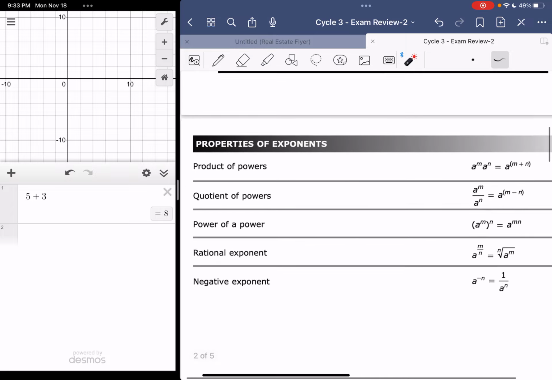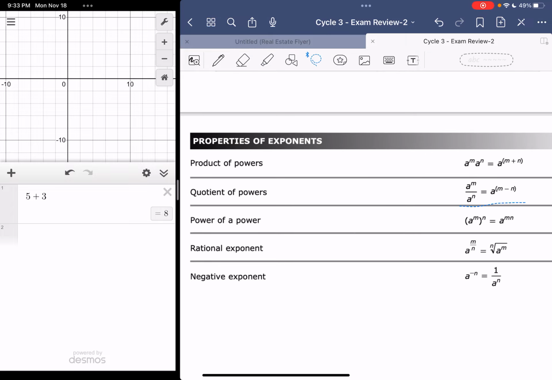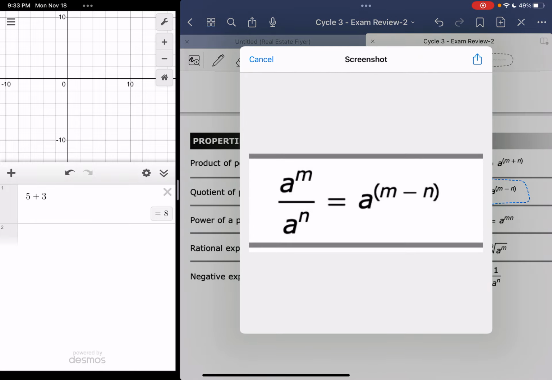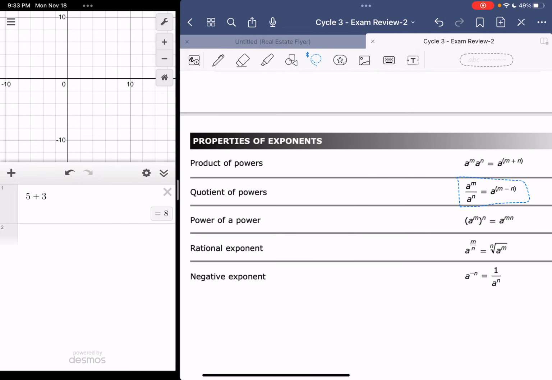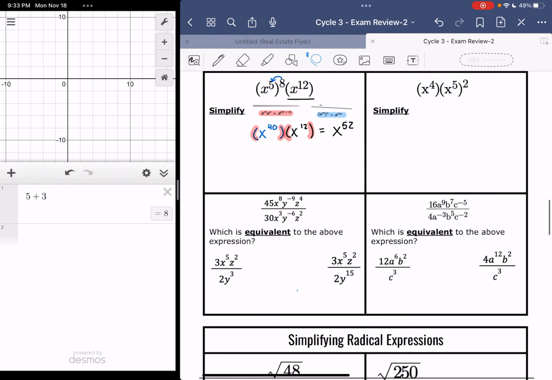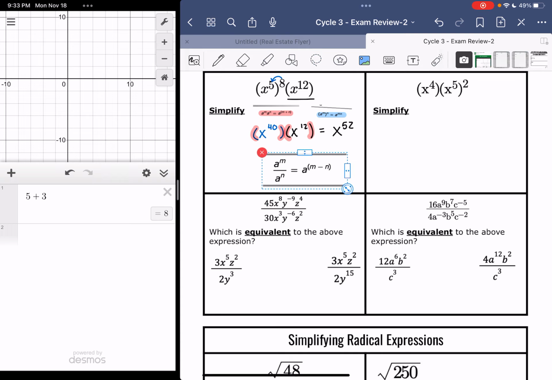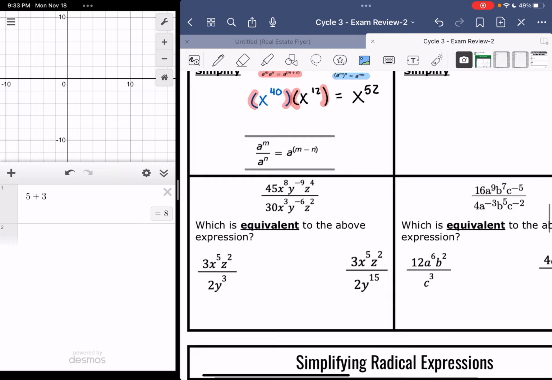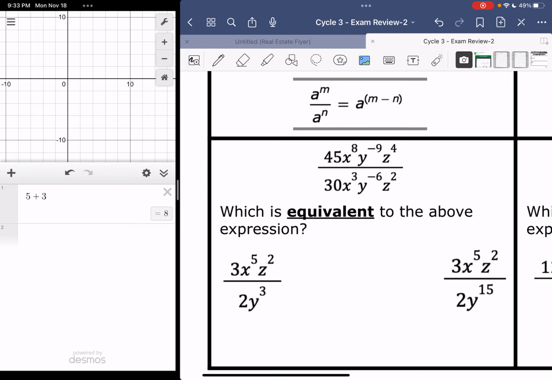All right, for the next one, we're going to need quotient of powers. So I'm going to go ahead and grab that one. All right, and I'm going to put it right here just so we can reference it. Okay. It says, which is equivalent to the above expression? So this one's actually a multiple choice question, makes it a little easier. Okay, we have 2 pieces to these that you should keep in mind. We have our coefficients, which do not use the rule. And then we have our exponents that will use the rule.